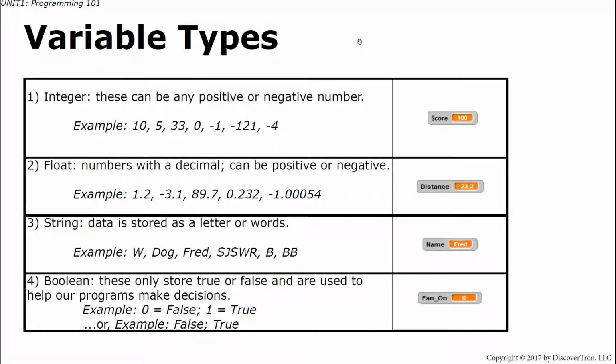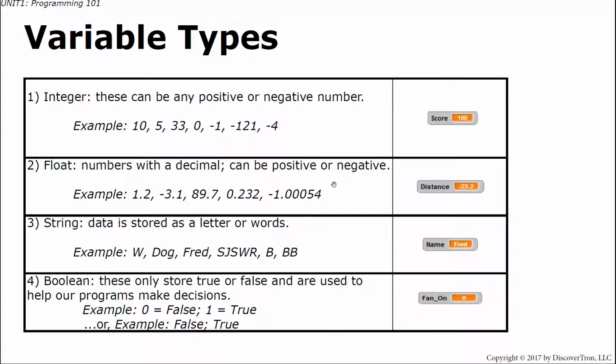Next, we have variable types. There's a lot of different variable types in the world of computer science and computer programming. We're going to mainly deal with 4 variable types. The first type is called an integer. You've probably seen this in your math class. If you haven't, that's okay. Integers can be any positive or negative number. You'll notice that I have some examples right here, and over here on the far right-hand column, you'll see an example of what an integer would look like if it was stored inside of a variable called score.